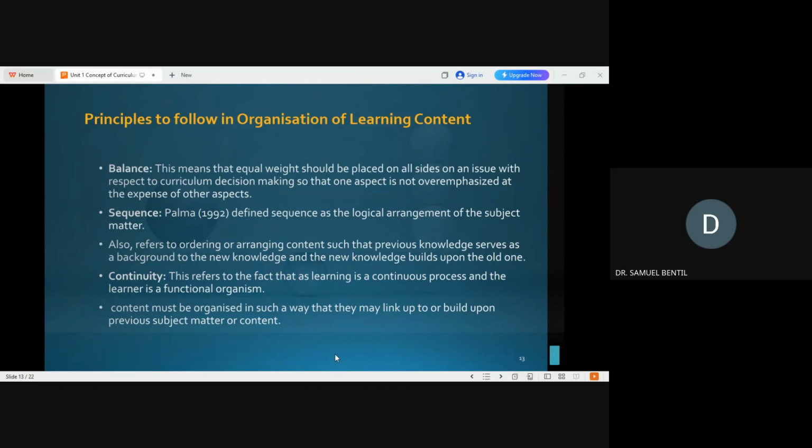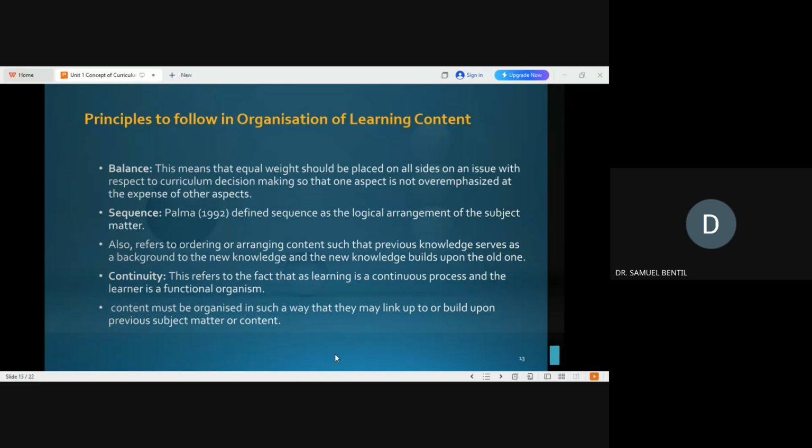That's why sequence also refers to ordering or arranging content such that previous knowledge serves as a background to the new knowledge, and the new knowledge builds upon the old ones. So that is that for sequence.